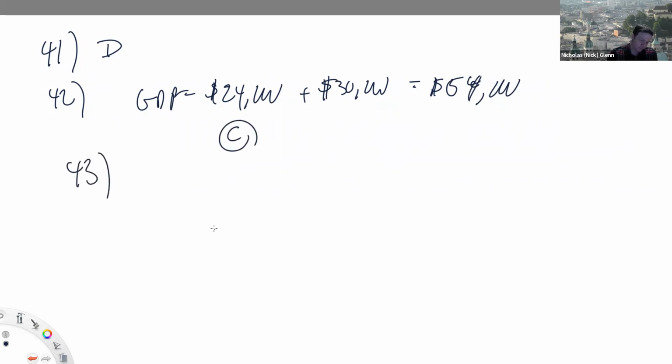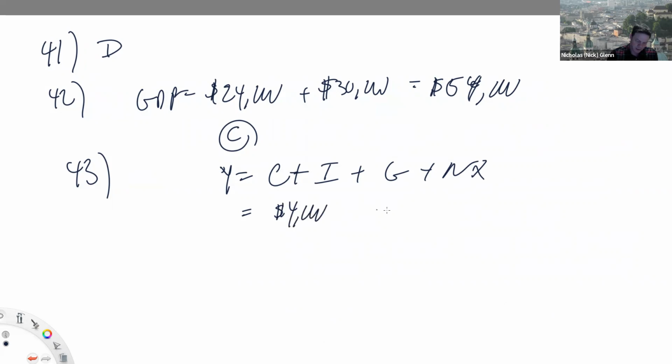43. In the economy of Rexton, consumption was 4,000. So we have our GDP with consumption plus investment plus government plus net exports. Consumption we said was 4,000. Exports were 800. GDP was 9,500.